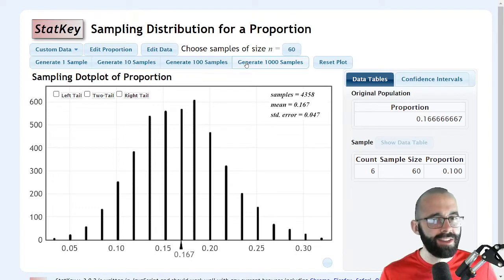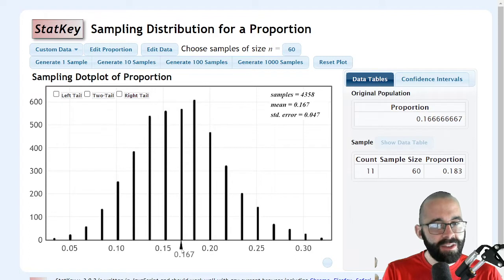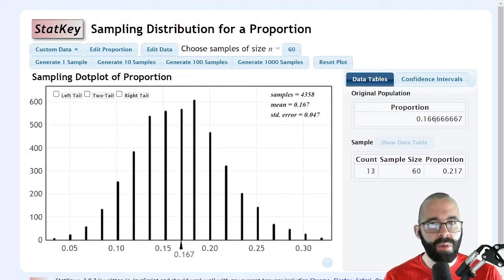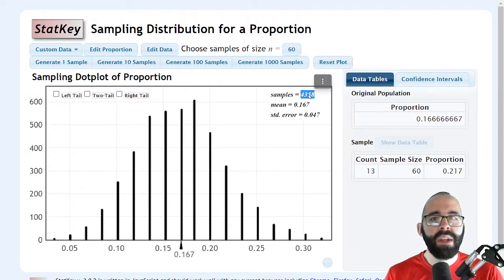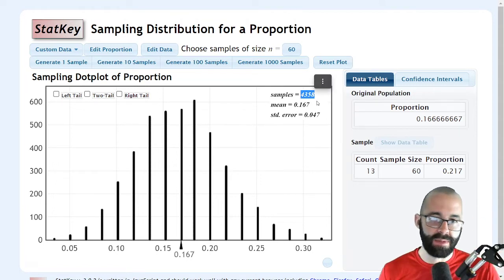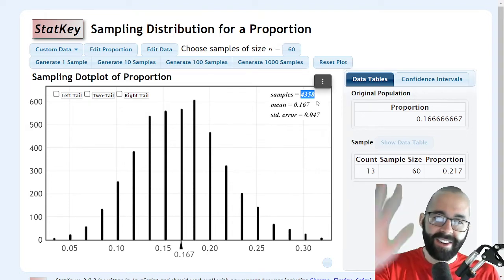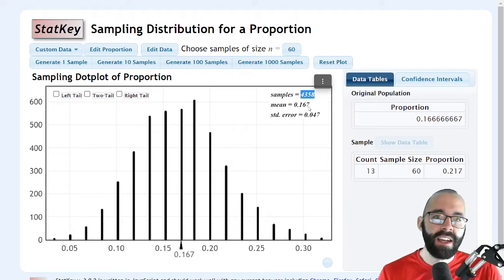There will be a couple different things on the back end, but this is what's happening. The average of these proportions, pretty darn close. There's some rounding going on here on this website to what we expect, 1/6. We did this experiment 4,358 times so far with 60 dice each. So yes, we used a computer. This would be unrealistic to do that many times. And the average is about that proportion.